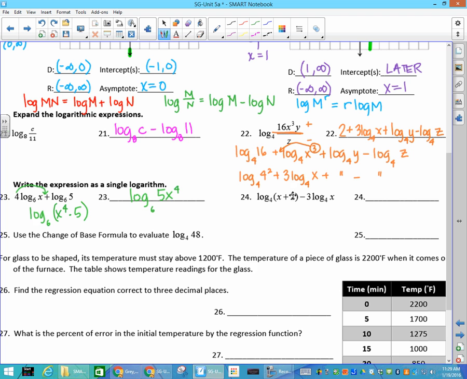And the last one would be subtraction. Here's one where I do have a number, so this number is going to become the exponent so that I have a log minus a log. So I have log base 4 of x plus 2 minus log base 4 of x cubed. Subtraction comes together with division, because that's what we do to the exponents. So I'm going to have x plus 2 over x cubed.